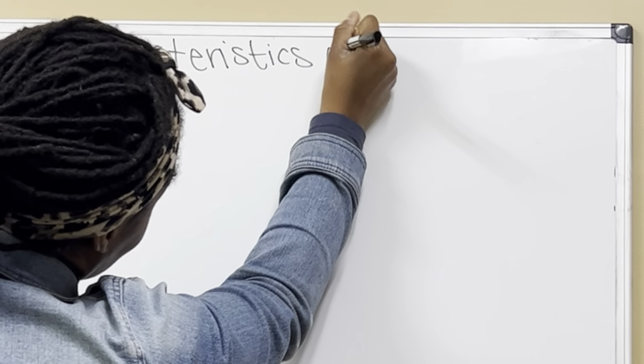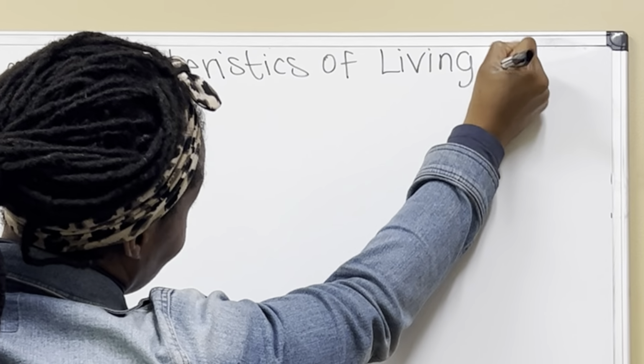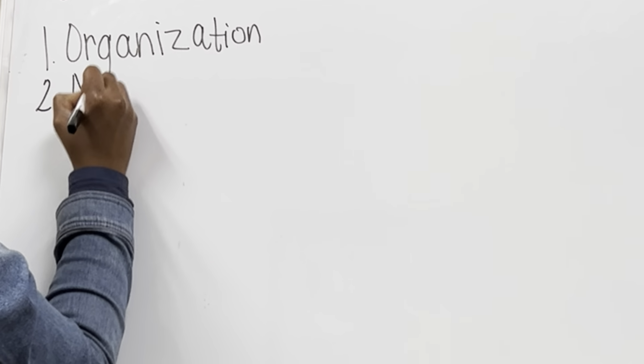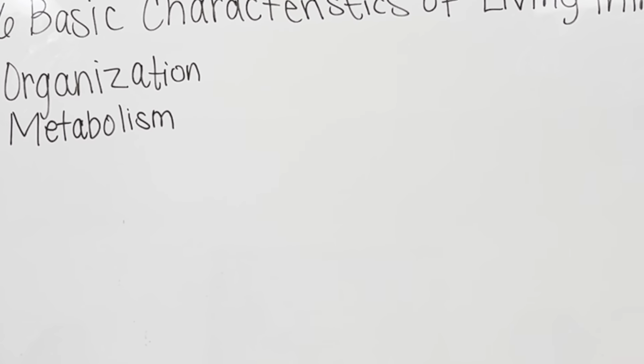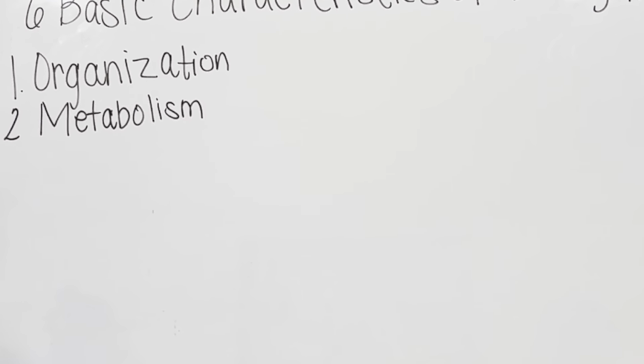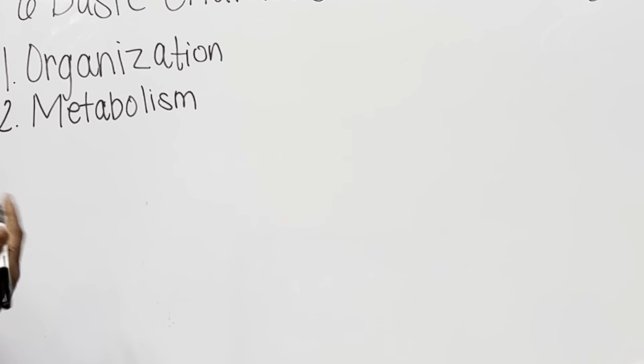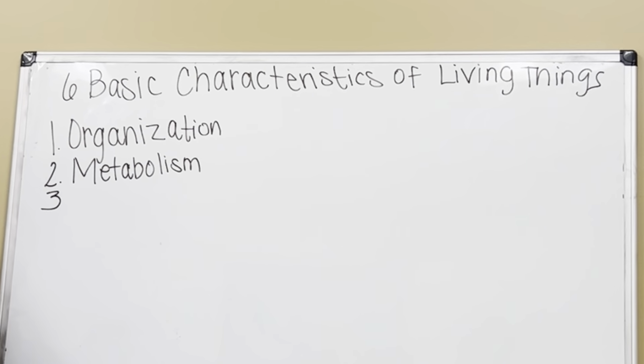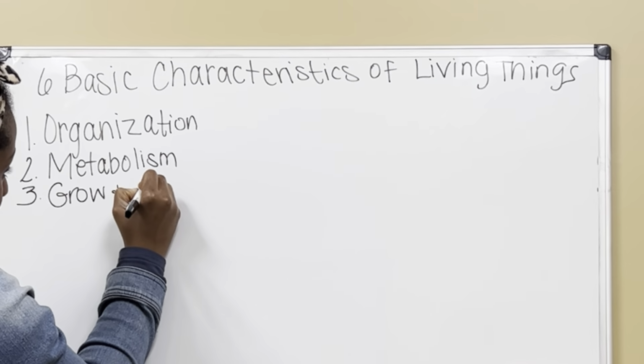Characteristics of living things. Number 2 is metabolism. All living things have a metabolism, which takes certain substances or sources and metabolizes them, converting them into energy or nutrients that the living thing needs, basically. Organization, metabolism, growth and development.